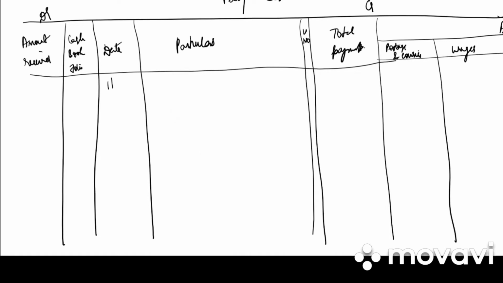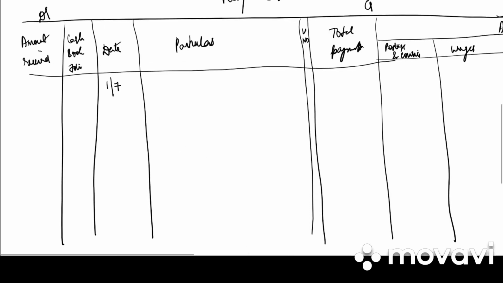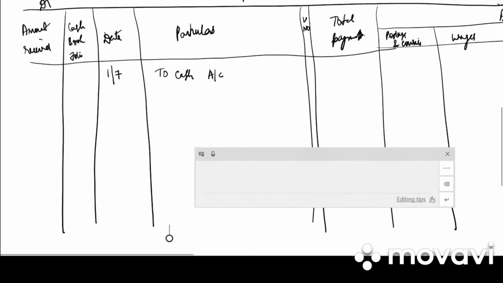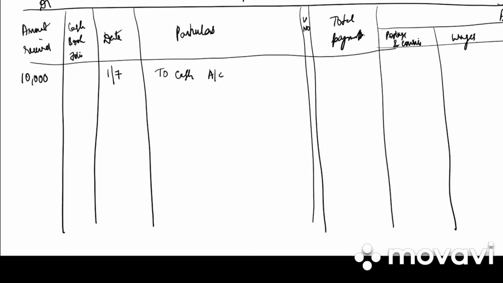So what is the first date? It is 1st July. Amount received. So it is to cash account. It will be written on the amount side, that is 10,000 rupees.